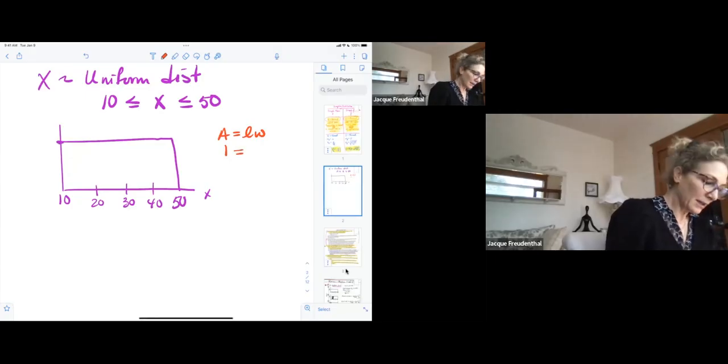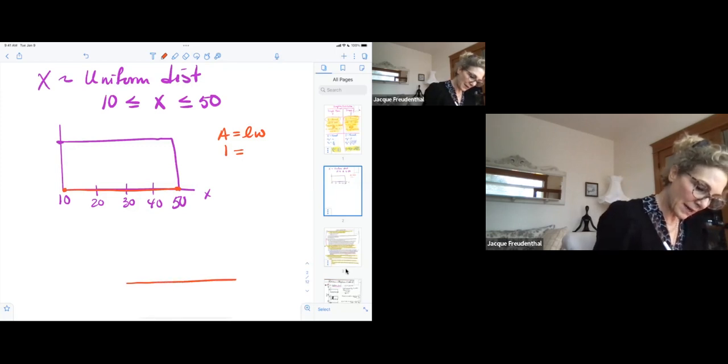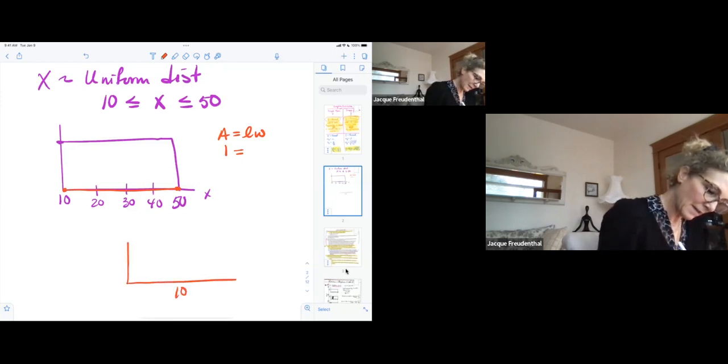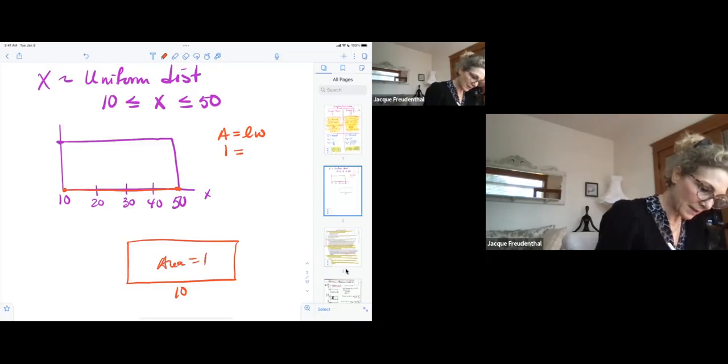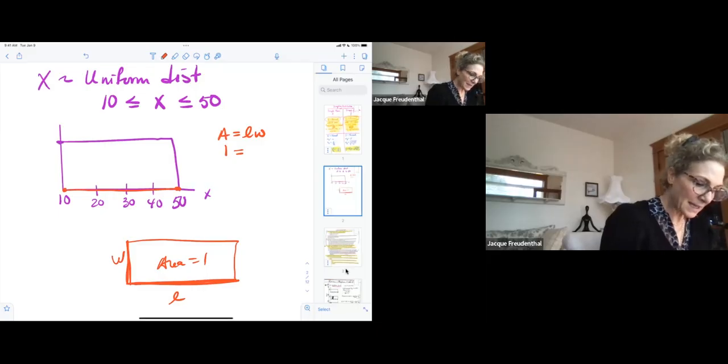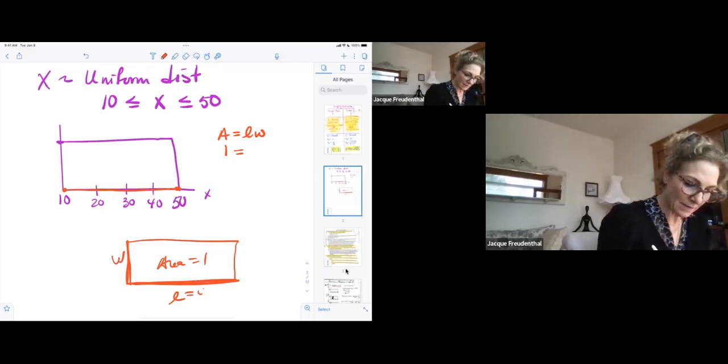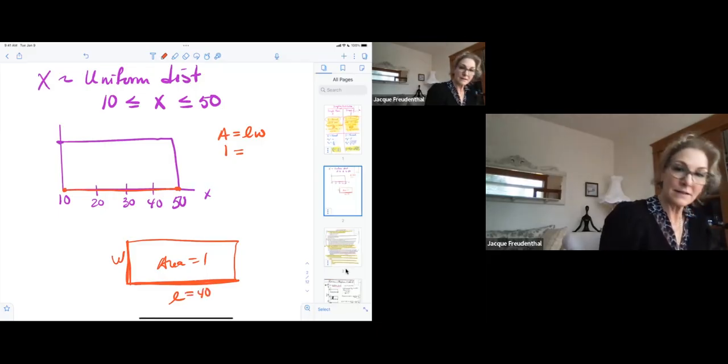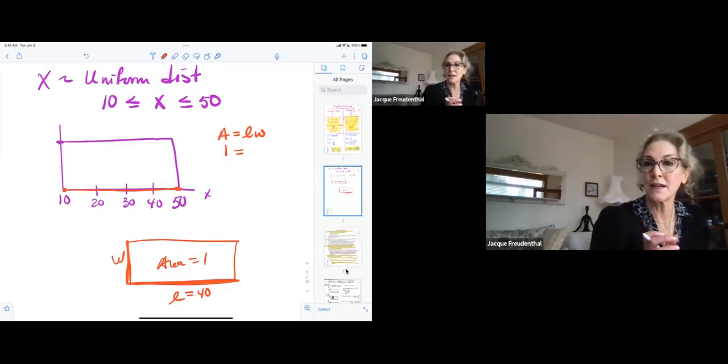If I call the distance from 10 to 50 my length, so I'm really just looking at this box, I know my area equals 1. 10 is not your length; it's 10 to 50. So this is my length, and this is my width. The distance from 10 to 50 is 40, right? 10 to 50, that's a distance of 40.